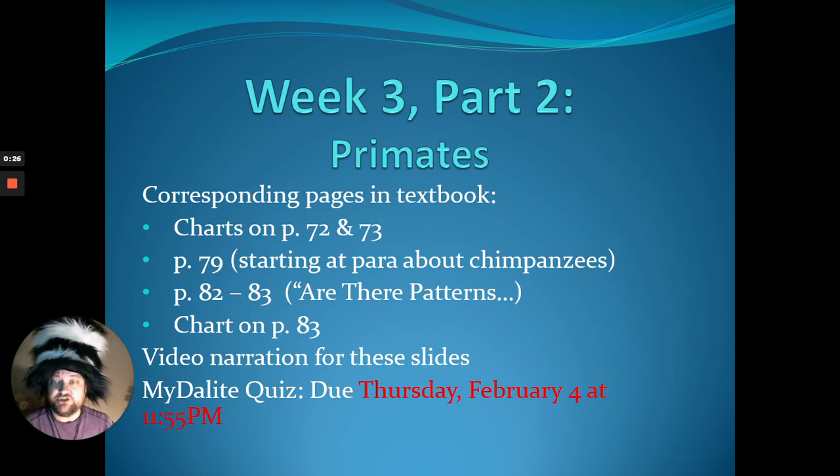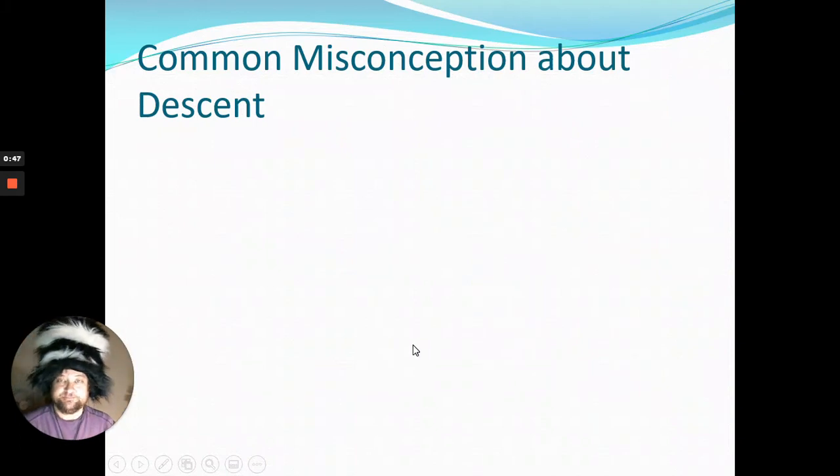So there are some charts you can look at that'll actually be referenced in these slides. And page 79, start at the paragraph that's about chimpanzees and read the rest of the page. And pages 82, 83, there's a section that starts with the subheading, are there patterns. So that's what you're going to read that corresponds to these slides. So let's get right to it.